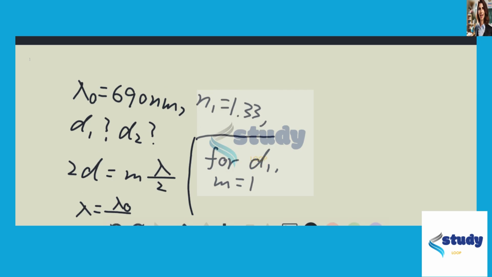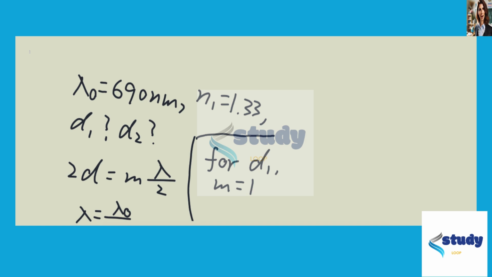So the question is asking us to determine two possible thicknesses of the soap bubble. From the question we know that it interferes constructively, so it's constructive interference. Let's take a look at the given conditions. We know the original wavelength is 690 nanometers, and the refraction index is 1.33. So we need to figure out two possible thicknesses, D1 and D2.